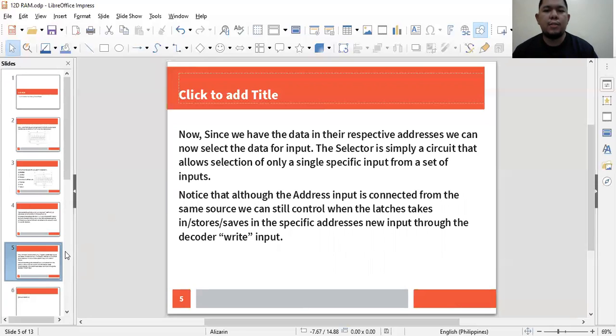The selector is simply a circuit that allows selection of only a single specific input from a set of inputs. This is true for a single RAM. But later we will see that we can output more than a single bit if we connect two RAMs together. Notice that although the address input is connected from the same source, we can still control what the latches take in, store, or save in the specific address through the decoder write input.